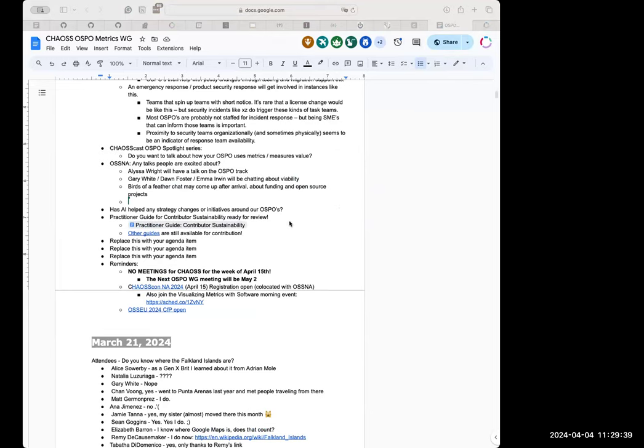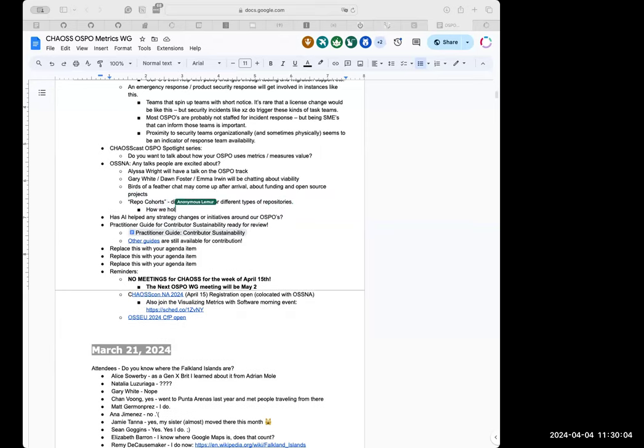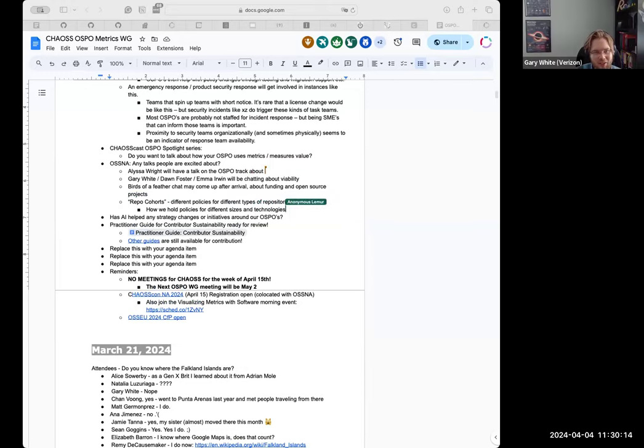My teammate Justin Gozes is actually going to be doing a talk on what we call repo cohorts. It's how we categorize different policies for different sizes of repos, so that we can have policies that are fit for things like VS Code or TypeScript, but then also not have to hold those same standards for somebody who wrote a sample script for one Azure service, and how we approach that. So it's an interesting topic, in my opinion. Yeah, I'm actually thinking about that problem right now. Thanks.